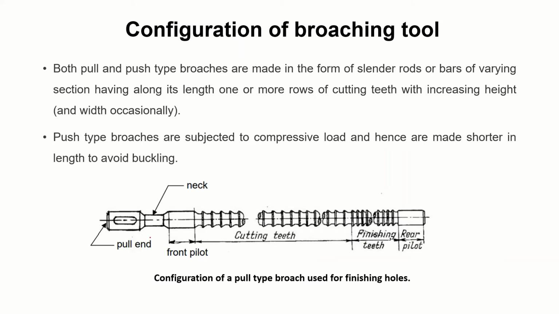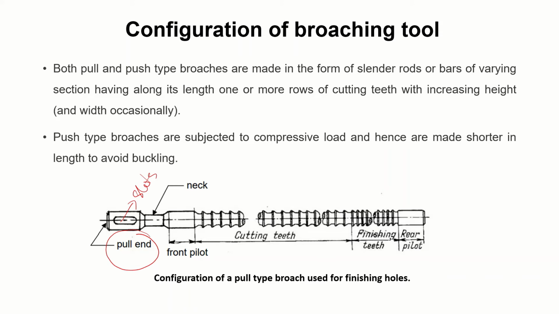First one is pull end. Pull end is the beginning of the broaching tool, where with the help of this pull end, we can fix this particular broaching tool in a machine. That is why that particular end does not have teeth, rather it has slots cut on it, and it is called pull end.